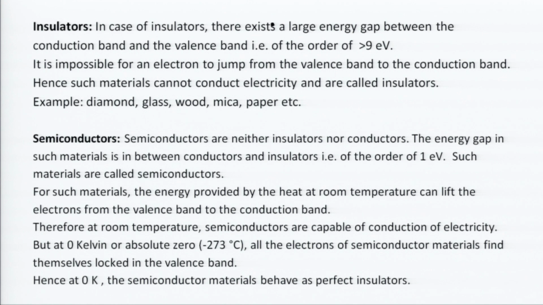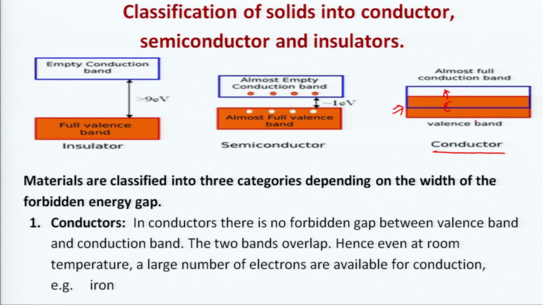Now, let us have a look at the semiconductors. Look at the diagram for the semiconductors. In case of semiconductors, the energy gap is there, but not that large, of the order of approximately 1 electron volt. So, therefore, if a little energy is supplied, these electrons can easily jump to the conduction band.